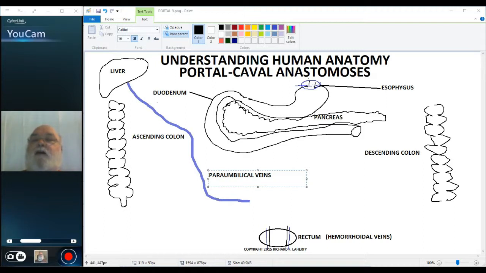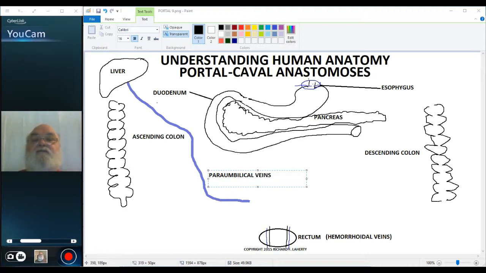So if blood flow through the portal system is somehow impeded, the blood will back up into the caval side to be drained. Likewise, if there was a blockage in the caval system, it would back up into the portal vessels to drain. Now, when this happens, it puts a much larger flow of blood through the vessels.